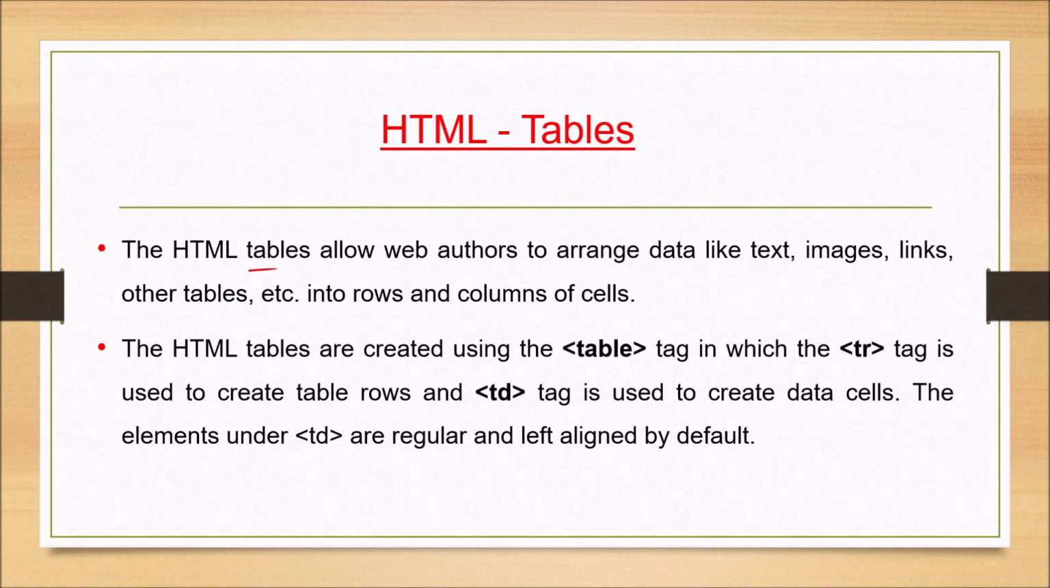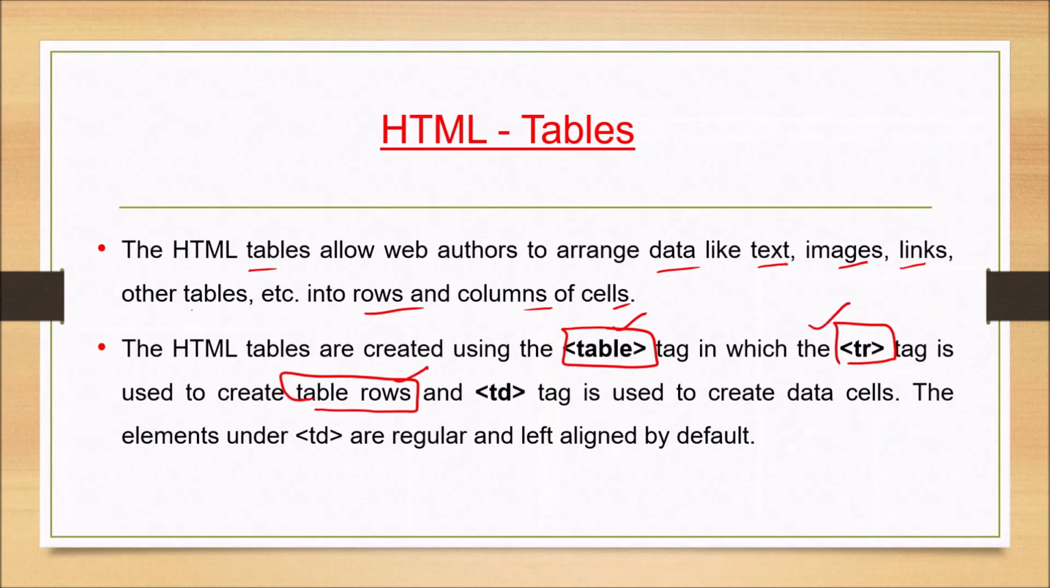So with the help of HTML tables, we can arrange data like text, images, links, or other tables into rows and columns of cells. HTML tables are created using the table tag. In which the TR tag is used to create table rows, and the TD tag is used to create data cells. And the elements under the TD tag are regular and left aligned by default.